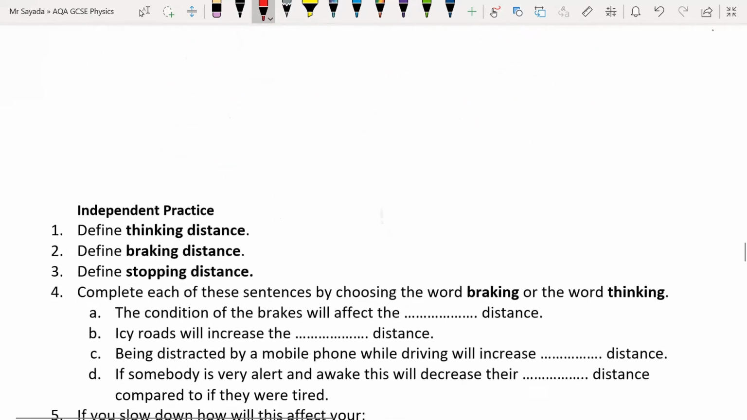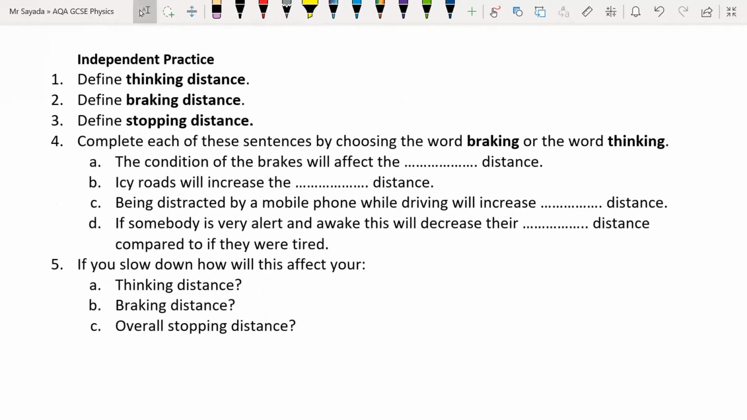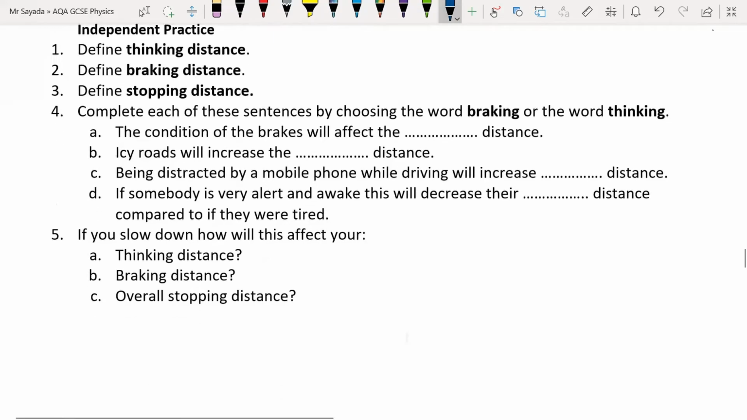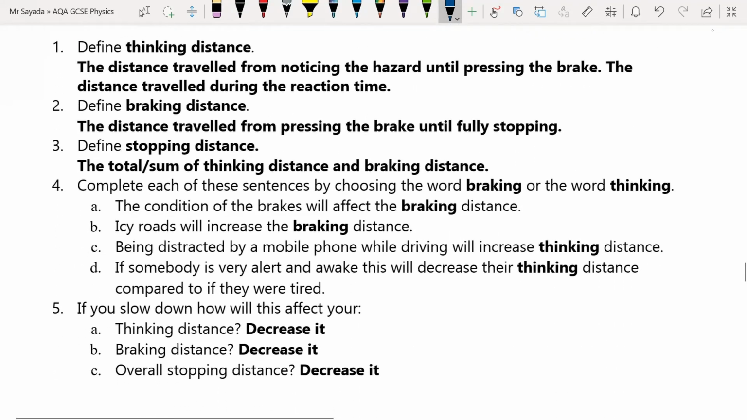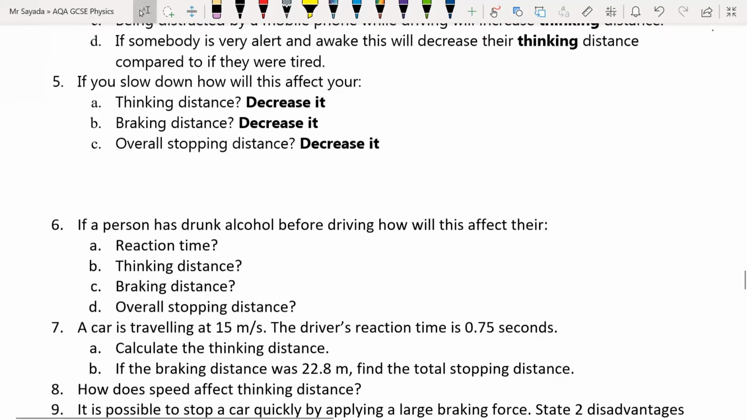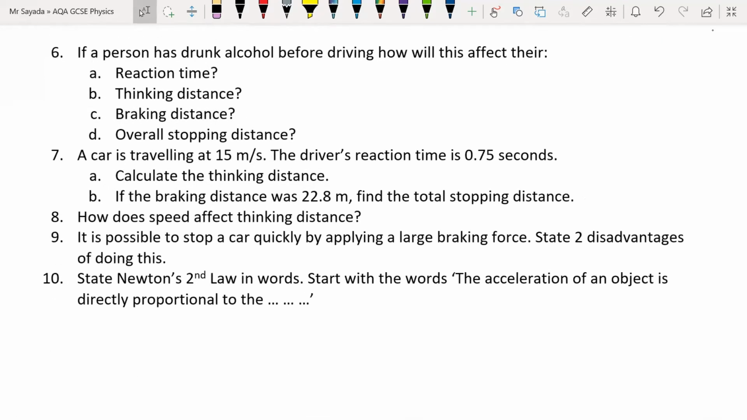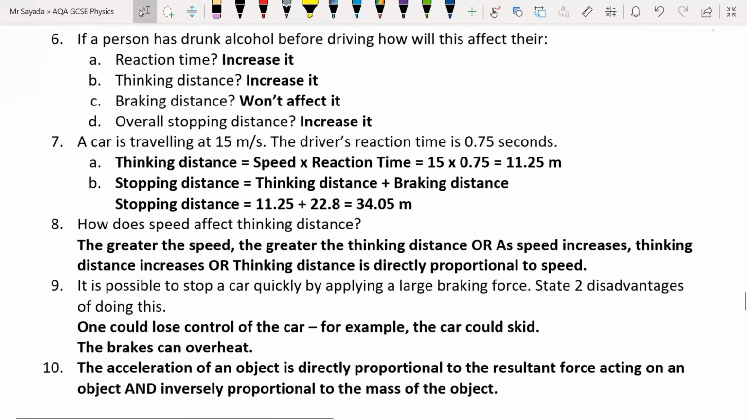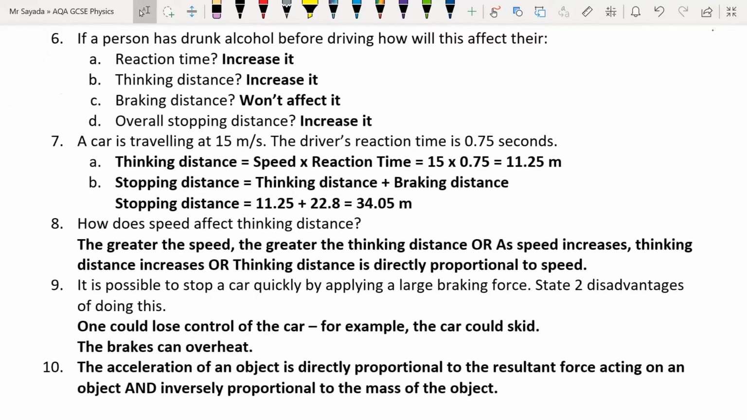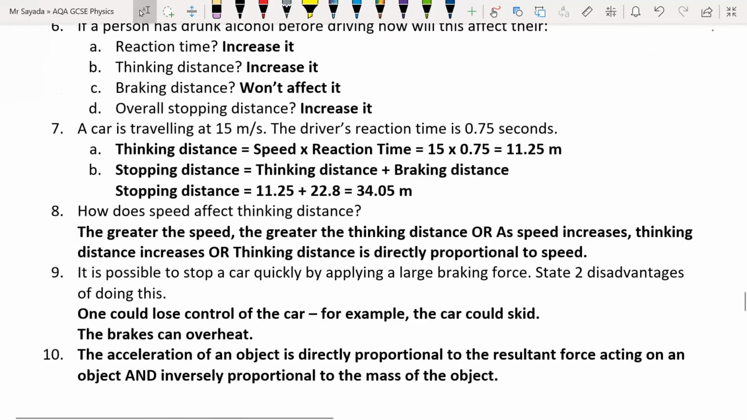So we're now going to do some independent practice. Pause the video to do these questions, press play once you've done them. You should have now done these questions. Pause the video to mark those questions, press play once you've marked them. You should have now marked and corrected those questions. Pause the video to do these questions, press play once you've done them. You should have now done these questions. Pause the video to mark and correct those questions, press play once you've done that. You should have now marked and corrected those questions.